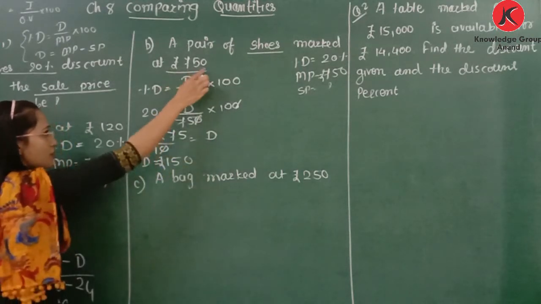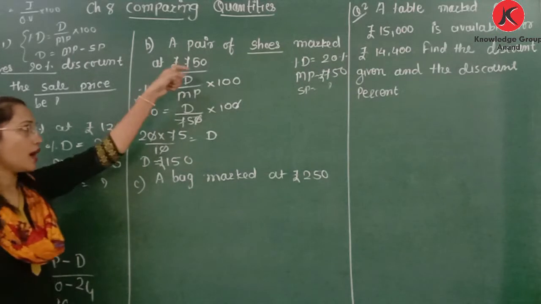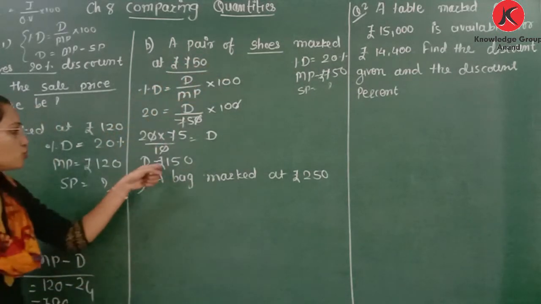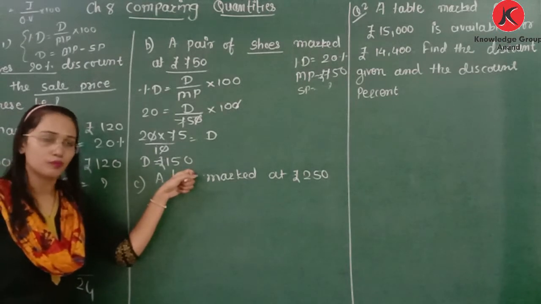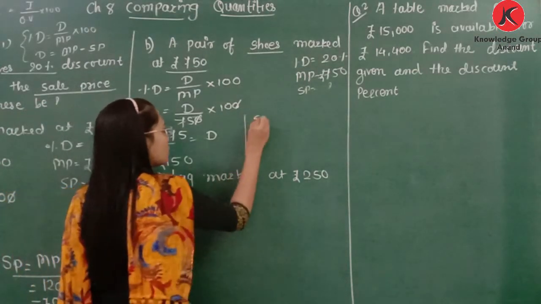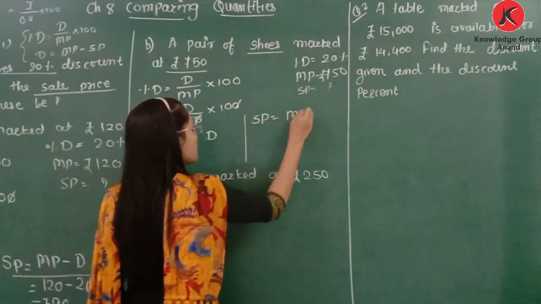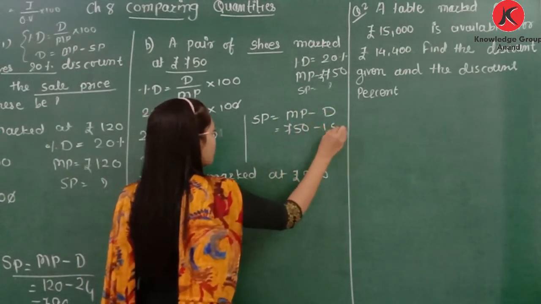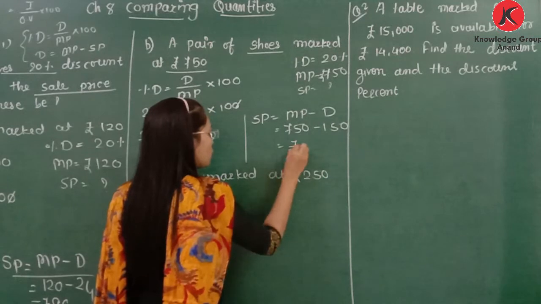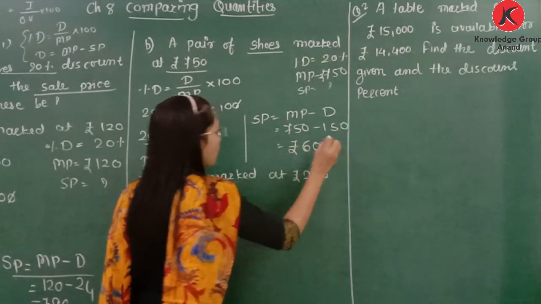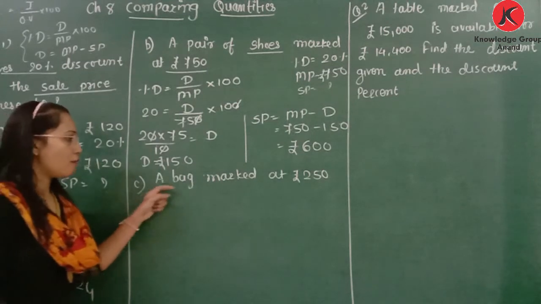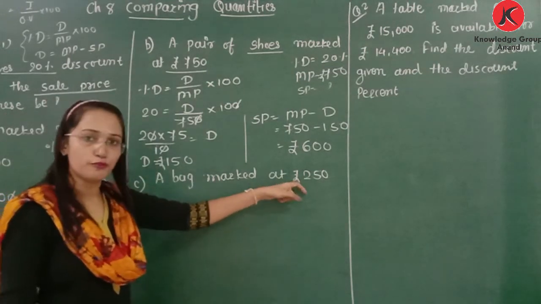It means if the price of the item is 750 rupees and there is a 20% discount, then we need to pay 150 rupees less. So selling price is equal to mark price minus discount. Here mark price is 750, discount is 150 rupees. So we need to pay only 600 rupees for the pair of shoes. Clear? Now next one. A bag marked at 250 rupees.